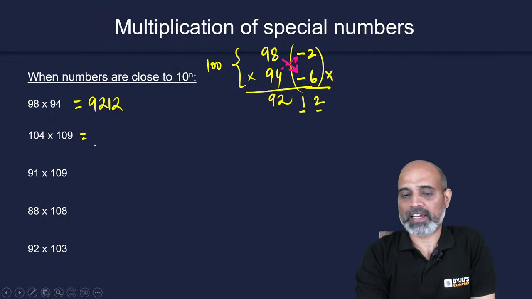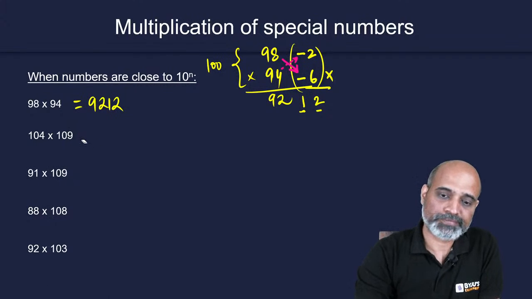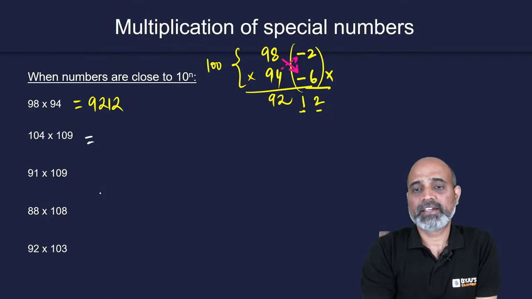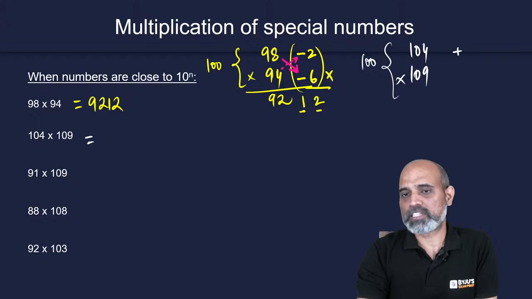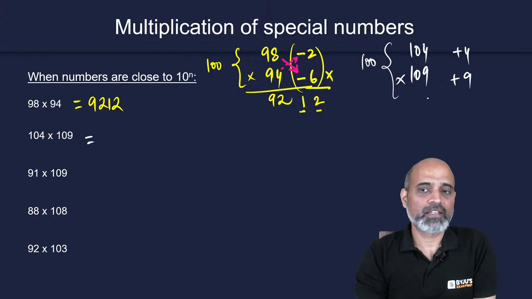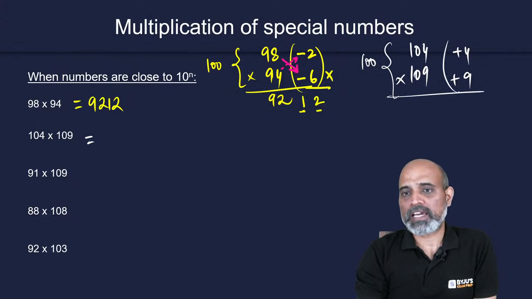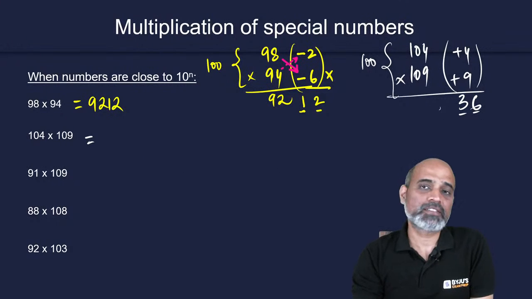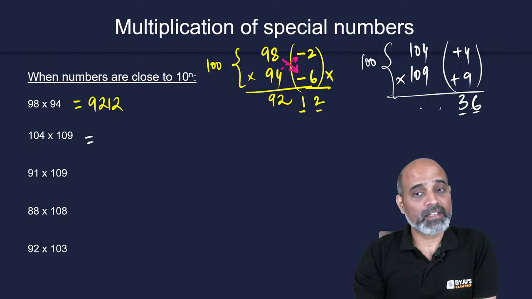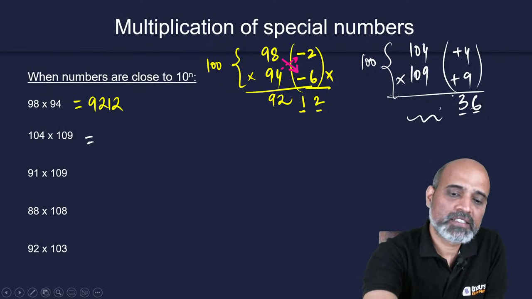104 into 109, if I want to do this calculation, right? So 104 and 109. So how far are they from 100? ये 4 ज़्यादा है, ये आपका 9 ज़्यादा है. So what you will do is you will multiply these two and write as the last two digits. So 4 into 9 is going to end in 36. Right? What will be the remaining digits?